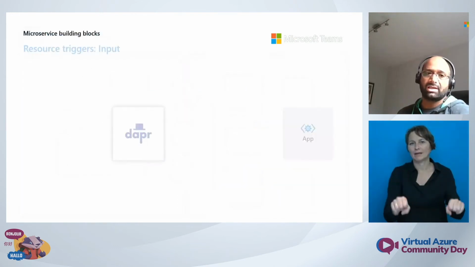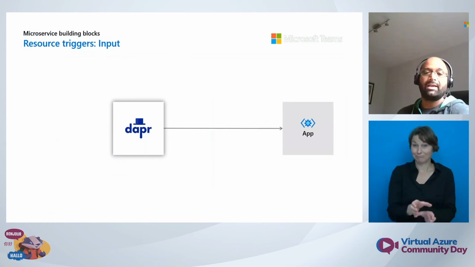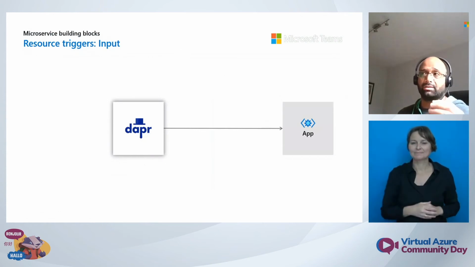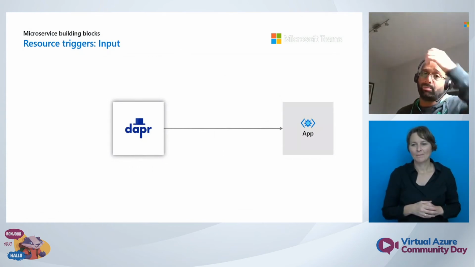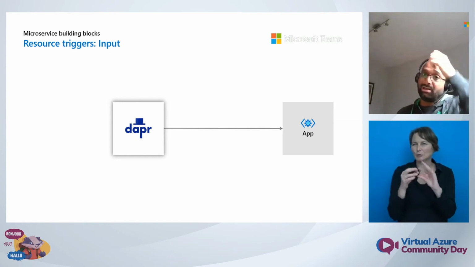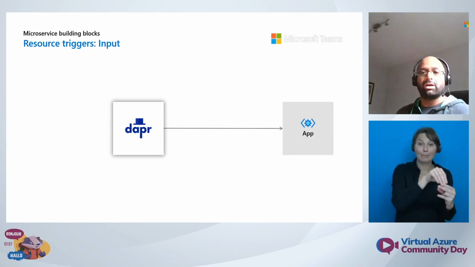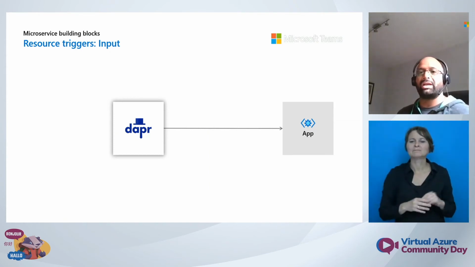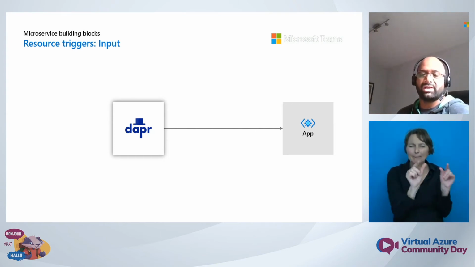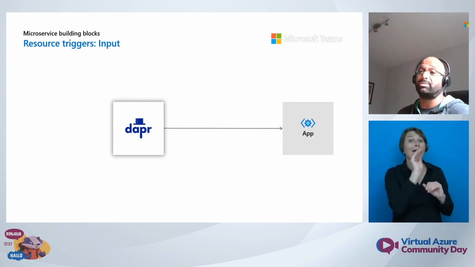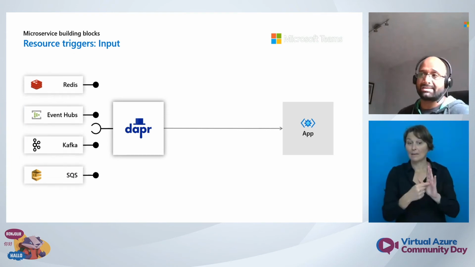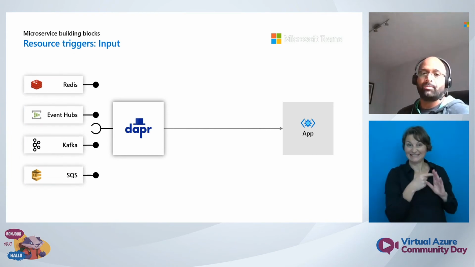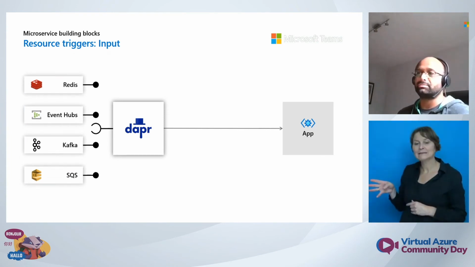Next building blocks is bindings. There are 2 kinds of bindings, input bindings and output bindings. Input bindings help you to trigger piece of your application when an event from an external resource has occurred. So for example, if something happening in these external system, you can execute a code inside your application.